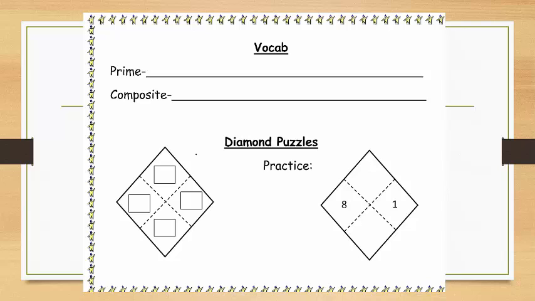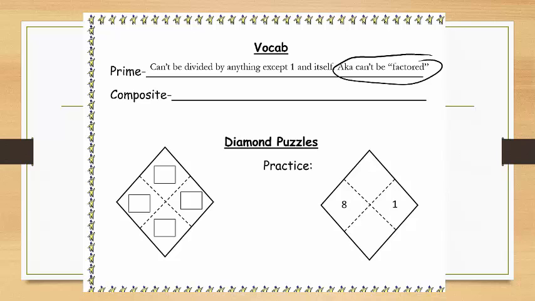If you don't remember what prime means, it's basically a number that can't be broken down. So the only thing that goes into it would be 1 or itself. In high school, we refer to this as a prime number can't be factored. That's how we say it in high school. Composite is obviously opposite. So a composite number can be broken down or it can be factored. So there's something else that goes into it besides 1.